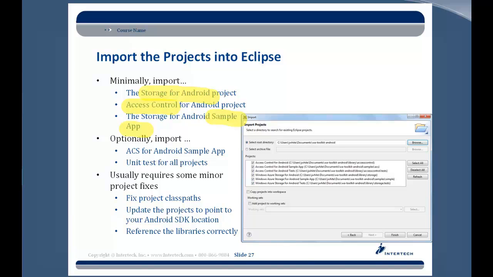You'll see when you download things from Git, you'll point Eclipse to the folder you've downloaded things to, and you'll see, again, 6 projects you can import. Minimally want the storage, minimally want access control, and probably the sample app. The others, I would say, are optional based on what your needs are.